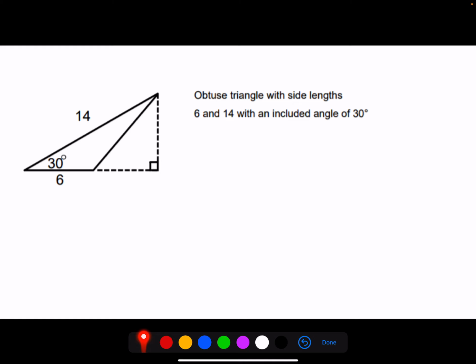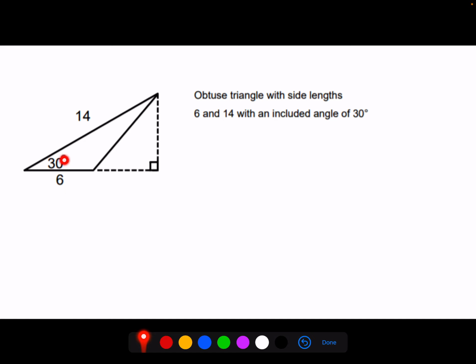Next up, we have an obtuse triangle with side lengths 6 and 14. We have an included angle of 30 degrees, and we want to find the area of this triangle. Now, if I want to find the area of this triangle, since I have side angle side, I can use our area formula for using trig, and I can solve for it that way. But I'm going to go ahead and use special right triangles here.